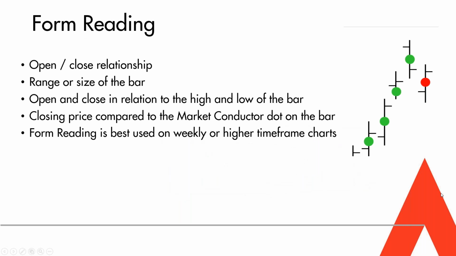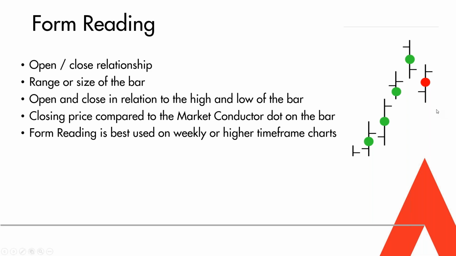So first up, we're going to take a look at what's known as form reading. Form reading is the study of individual bars that occur on our charts. Specifically, we look at the open and close relationship of each bar. We look at the range or size of the bar. So the range is the distance from the low to the high of the bar. The dash on the left, of course, is the open. The dash on the right is the close. We also compare the open and close in relation to the high and low of the bar.